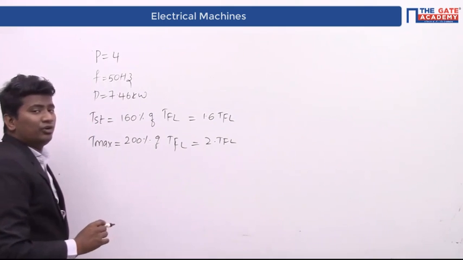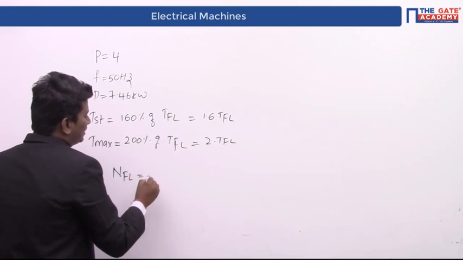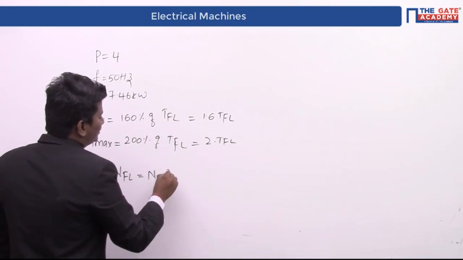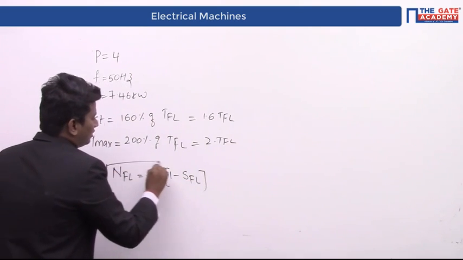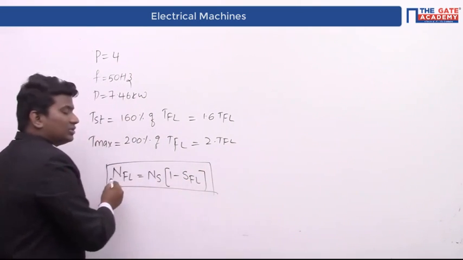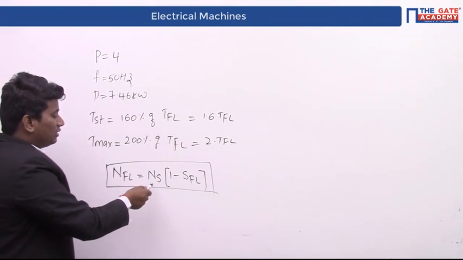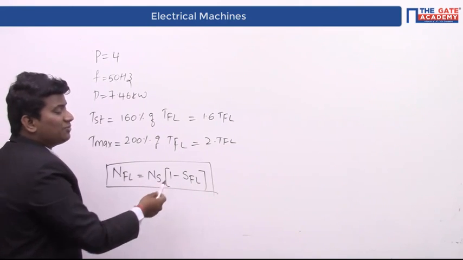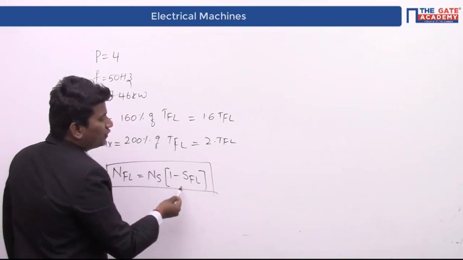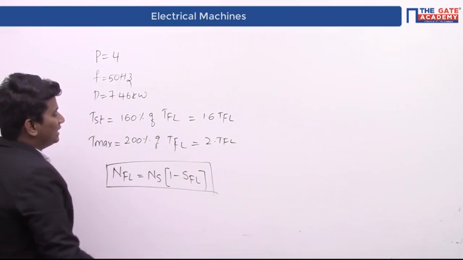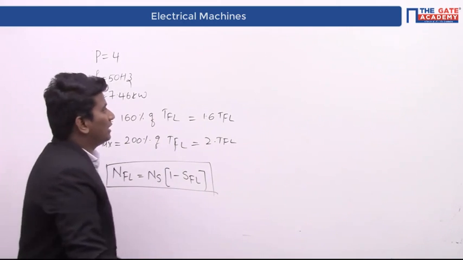So how to find out full load speed? As we know, full load rotor speed is equal to synchronous speed into 1 minus slip corresponding to the full load. Is it correct? Therefore, rotor speed, full load speed is equal to synchronous speed into 1 minus slip at full load. Therefore, we should know what is the slip corresponding to the full load speed. Let us see how to find that.